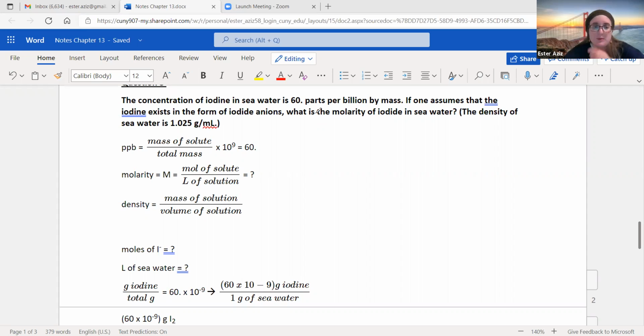Okay, so again, let's start by writing what we need to find, what we're looking for. We need to find the molarity of iodide in seawater. Molarity is equal to big M, which is equal to moles of solute over liters of solution. In this case, our solute is iodide. Here we ask for the molarity of iodide, so it's going to be I minus. It's not going to be I2 because that's iodine.